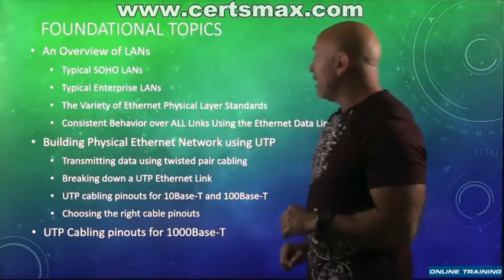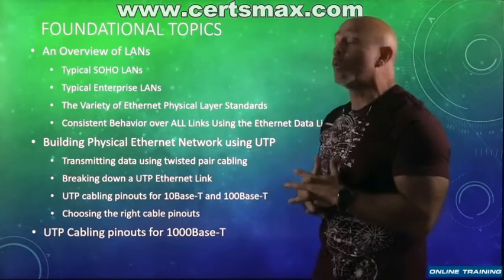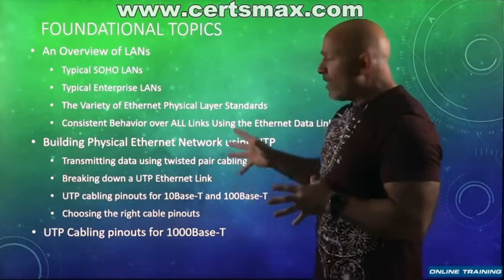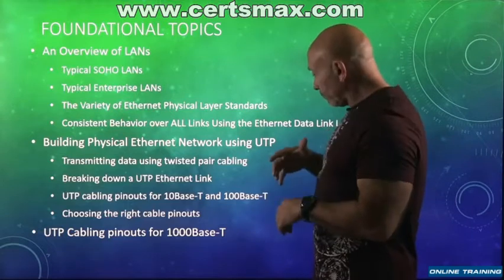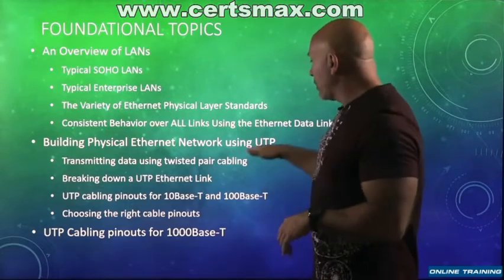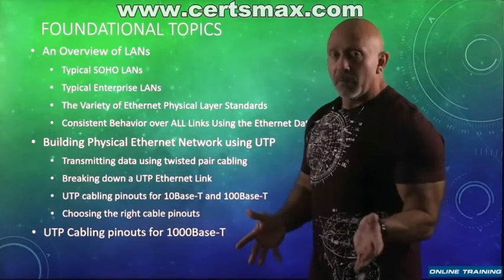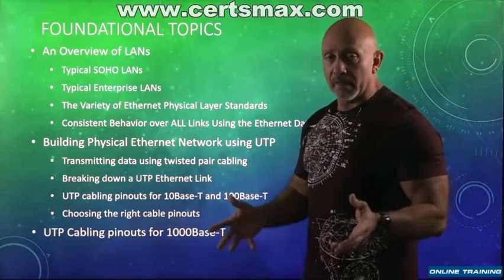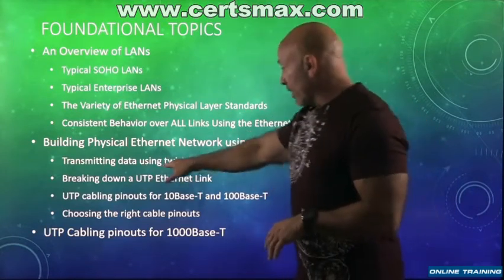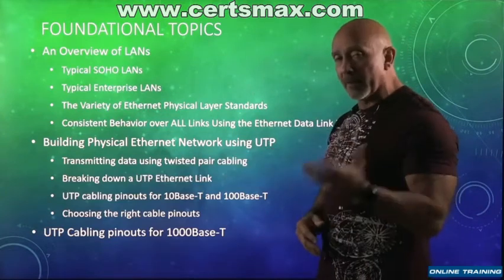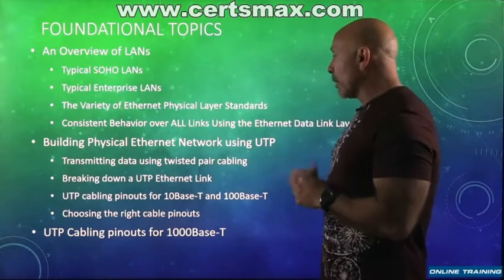Then the building. This is where we start getting into UTP, unshielded twisted pair cabling. They don't go so much into screened twisted pair or shielded twisted pair. They really just talk about unshielded twisted pair, because we all know people don't want to spend a dime cabling a network, but they should. But we will be talking about cabling: transmitting data through twisted pair cabling. What happens when information goes through twisted pair cabling? We're going to break that down.